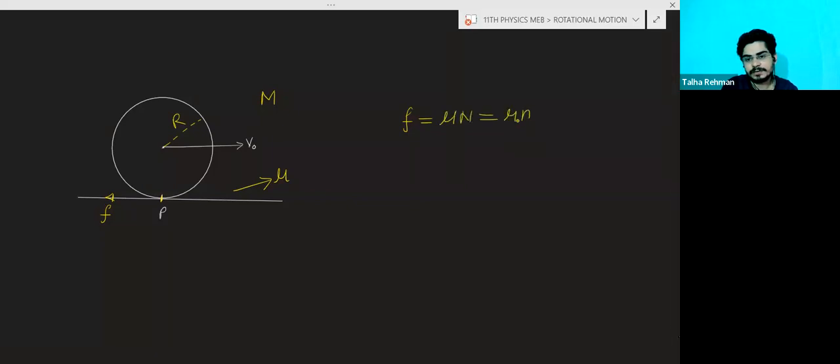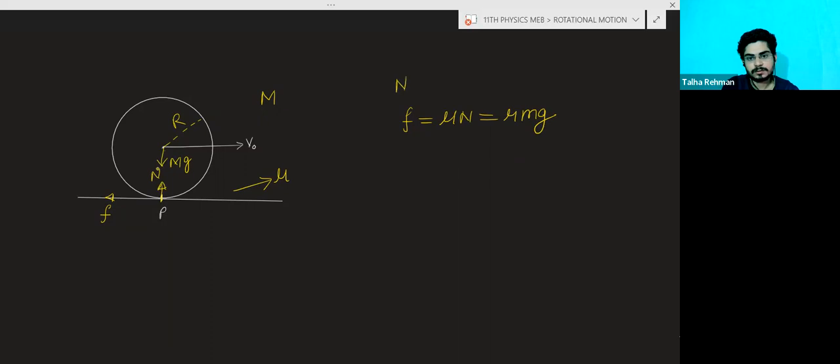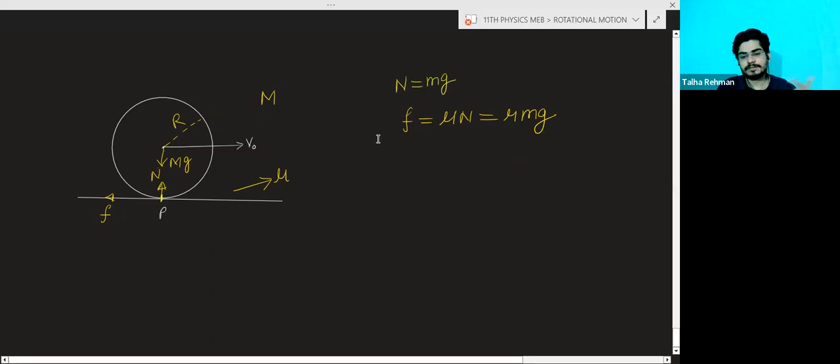So normal reaction will be mg, because mg will be like this and normal reaction will be like this. As there is no motion in the vertical direction, N is equal to mg. So that is why the friction force will be mu into m into g.